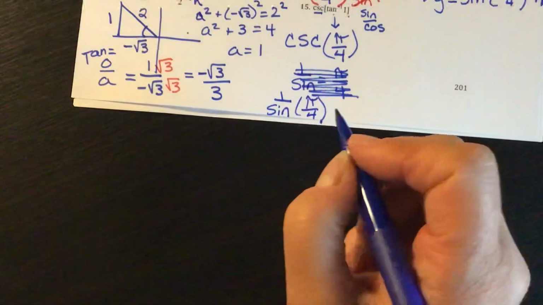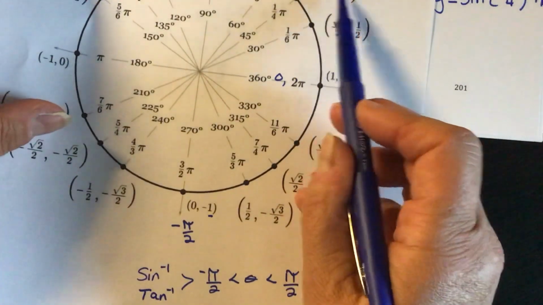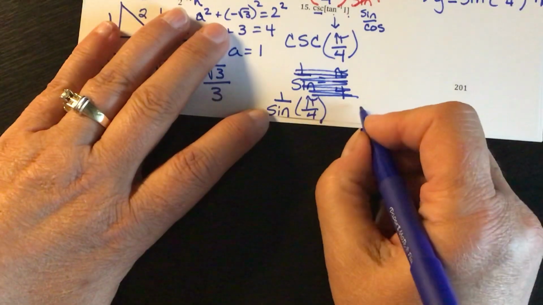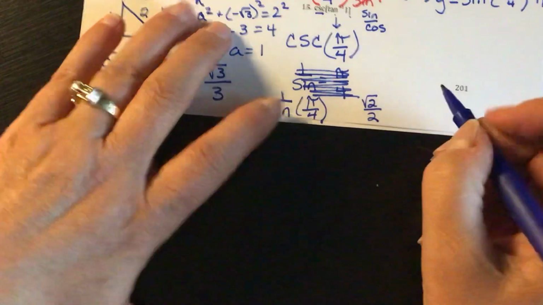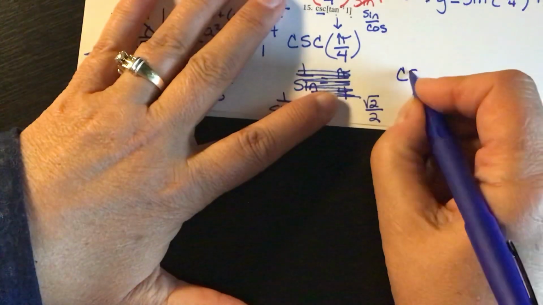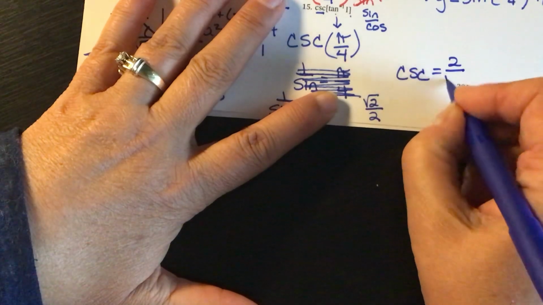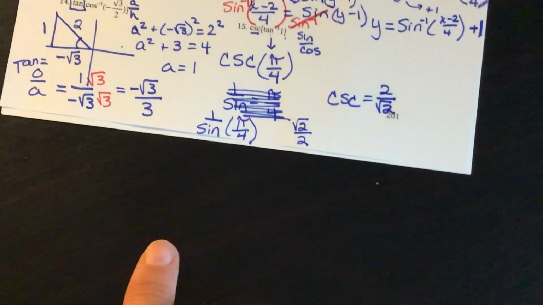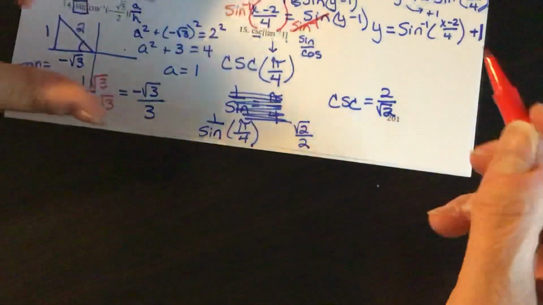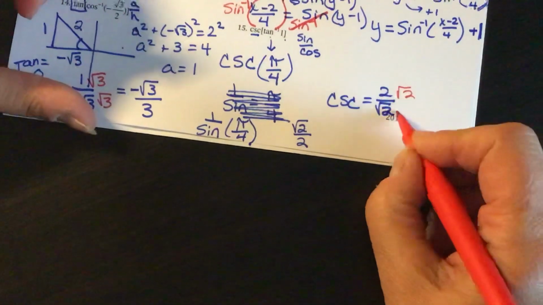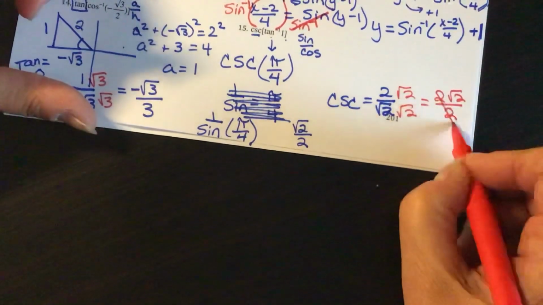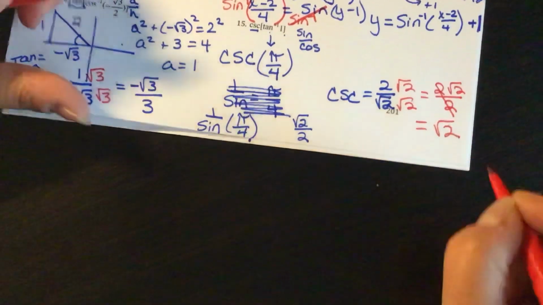So pi over 4 on our unit circle is square root of 2 over 2. So the sine of pi over 4 is square root of 2 over 2. So cosecant is going to be 2 over the square root of 2. So now I'll multiply the top and bottom by the square root of 2. And this gives me 2 square root of 2 over 2. Those cancel, square root of 2.